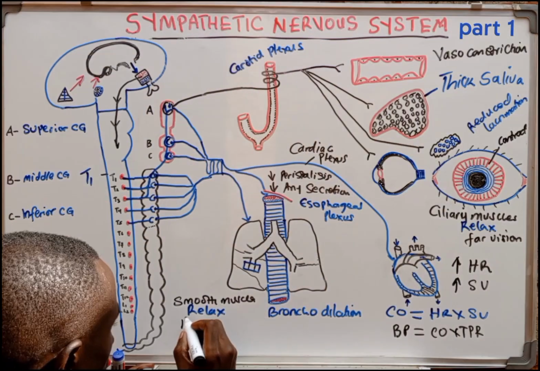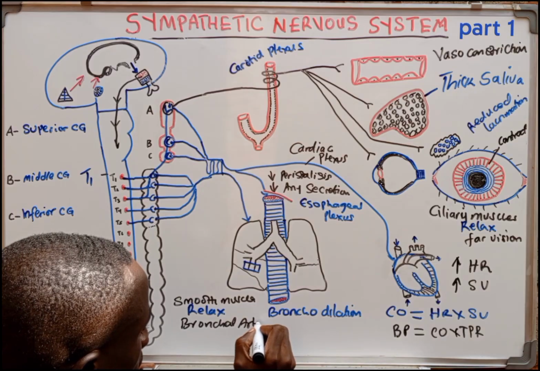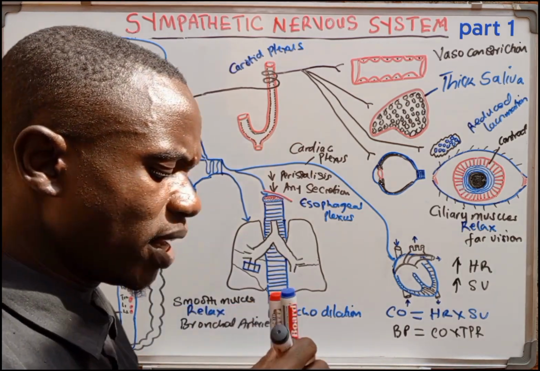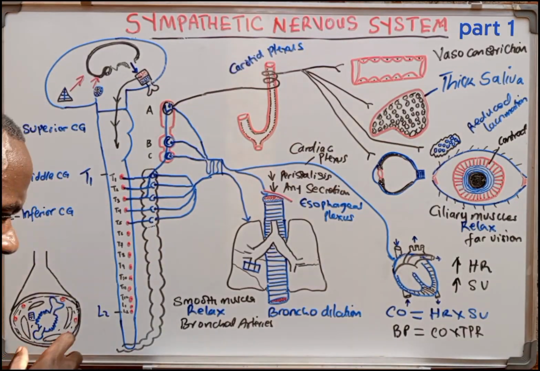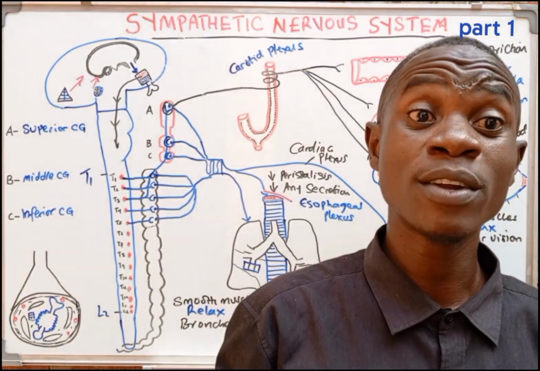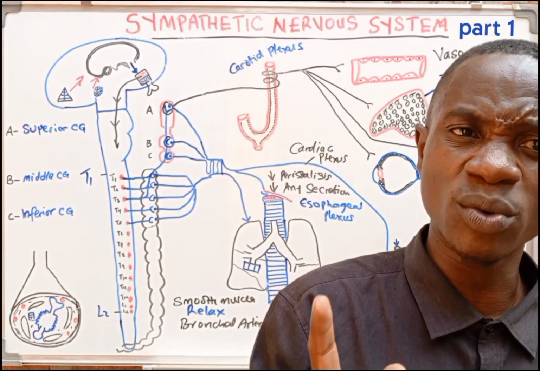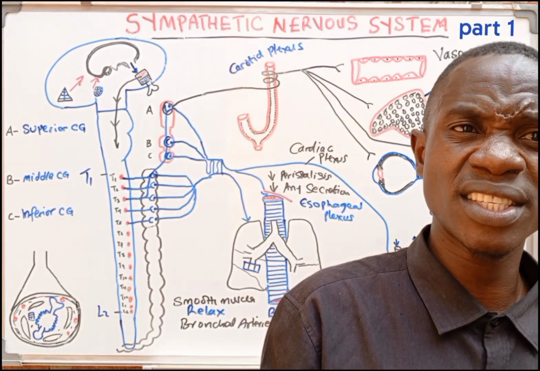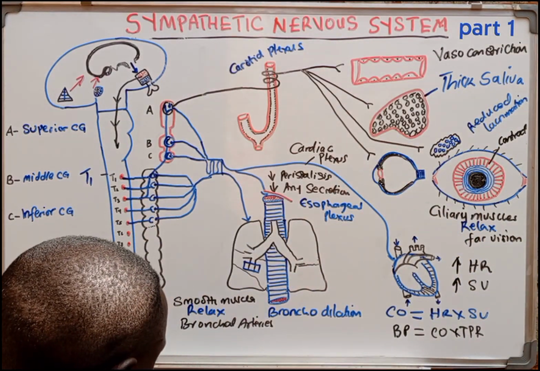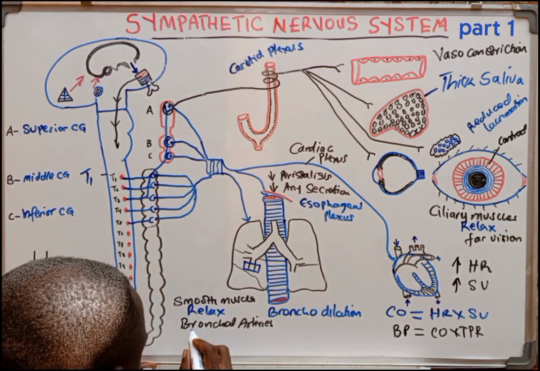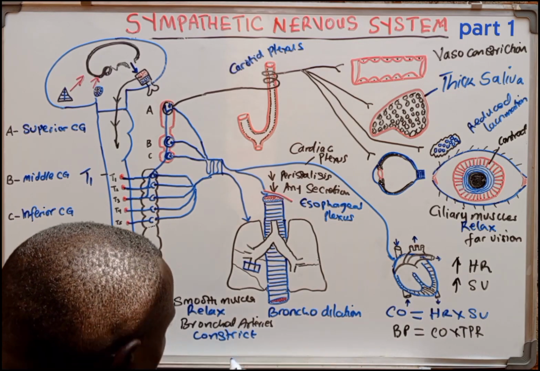Now, how about the bronchial arteries? We need the bronchial arteries to constrict such that the glands do not get enough of the requirements to make secretions into the lumen. At this time, we don't need any secretion into the lumen. It will increase the resistance to the airflow. For that reason, we need the bronchial arteries to constrict.